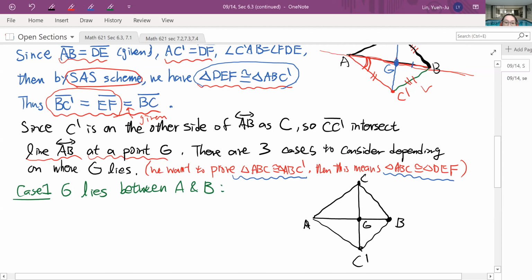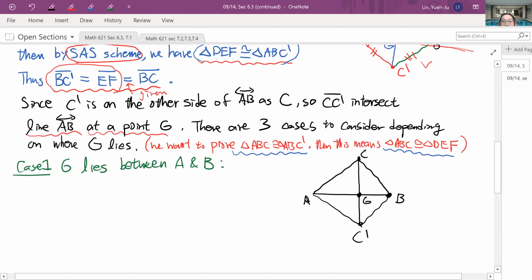So first of all, let's see, there are three cases. One is that G is going to lie in between A and B. Okay, I'll come back to the proof, but I want to show you what three cases we have.